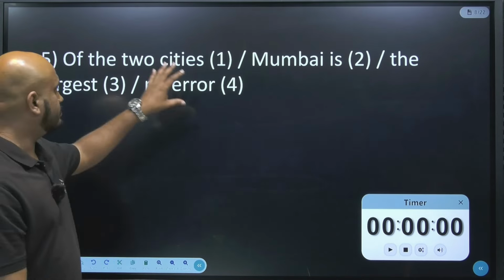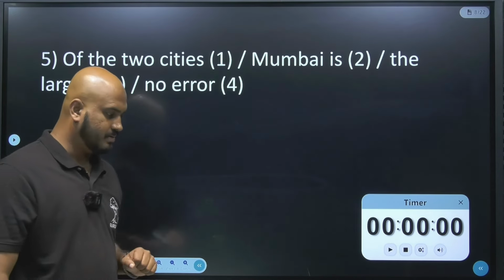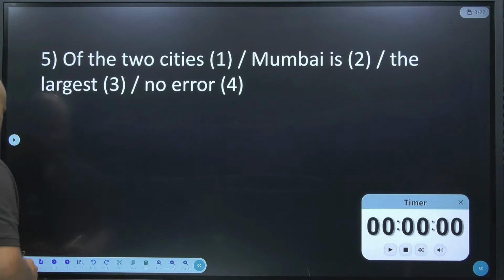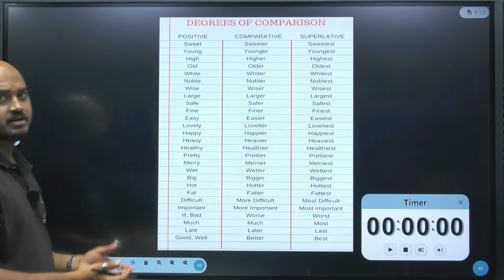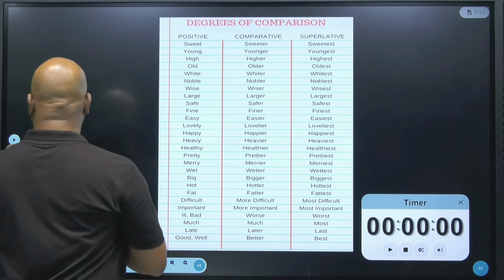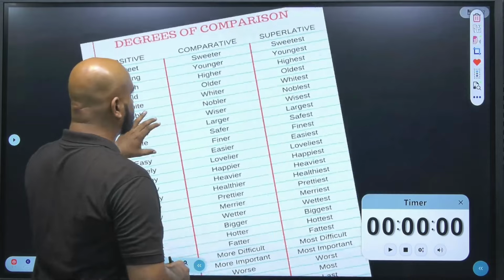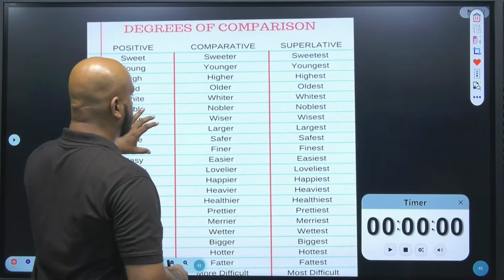Now, if you want to solve this question, you should have a thorough knowledge of degrees of comparison, which I'm going to explain. See, generally in adjectives, we have 3 degrees of comparison, and pretty much you would have studied this in your school days. Okay, I'm just going to go through that here. I believe you all can see this.